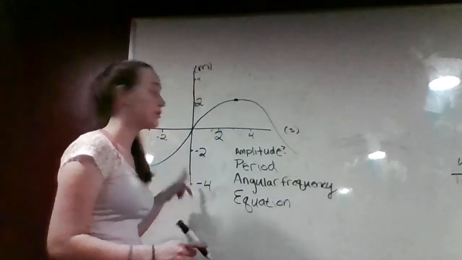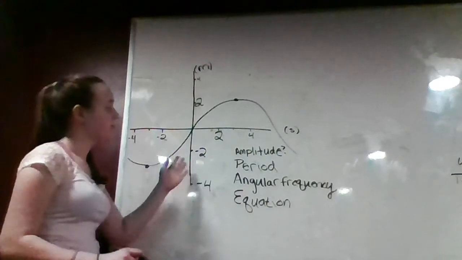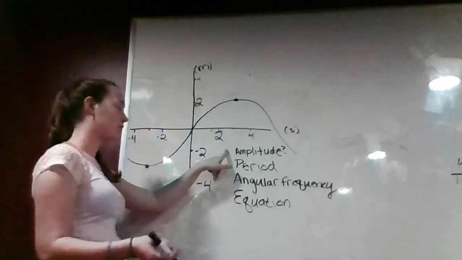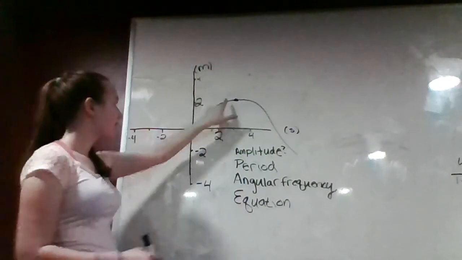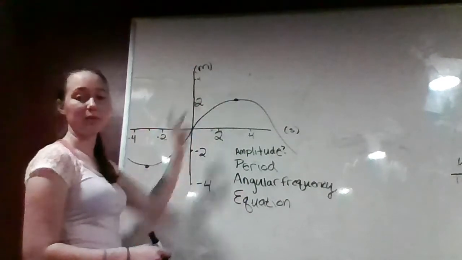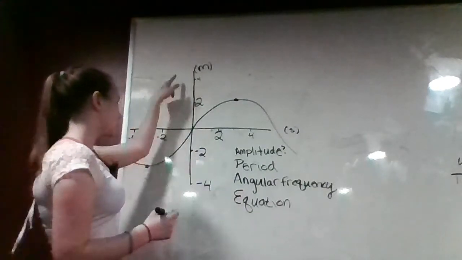Here on my poorly drawn graph, you can see the graph of a wave. First off, what is its amplitude? Now, if you look, it looks like it goes up to a maximum of 2. So the amplitude then would be 2, in units of meters.